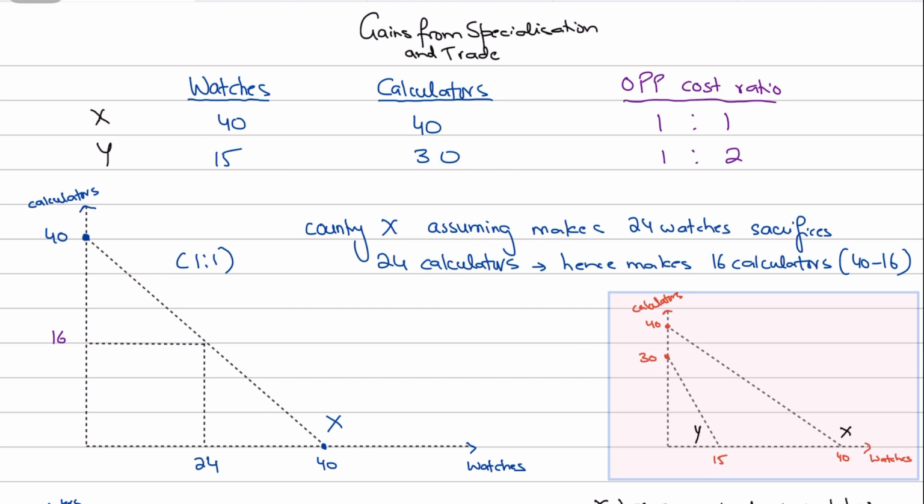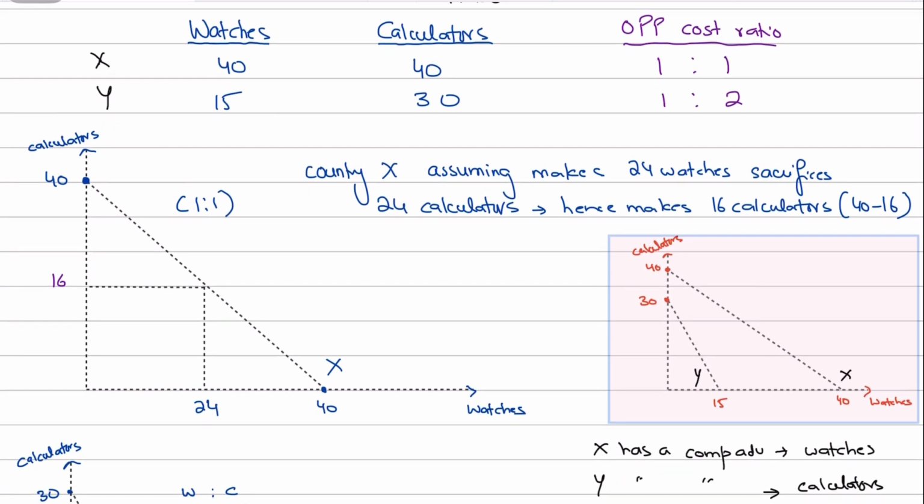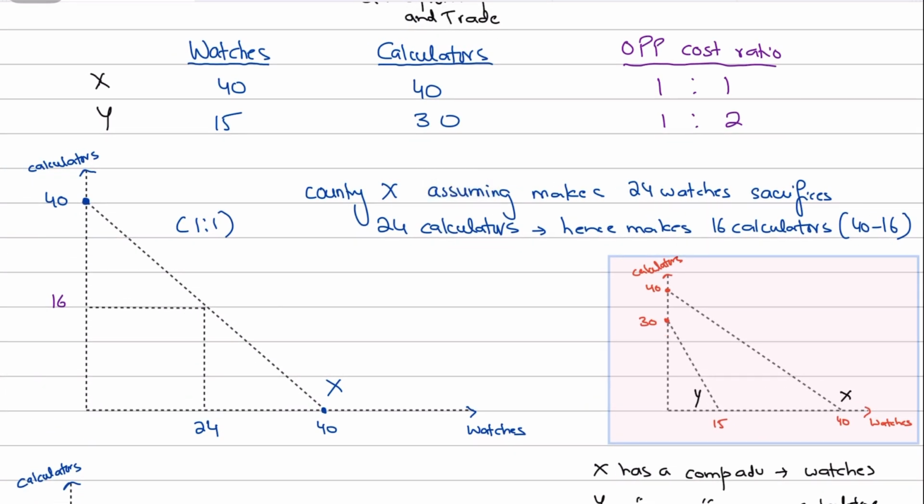That's the first step. Now what I've done is that I have drawn a PPF as well, to give you a graphical illustration of this. I've taken calculators and watches on the Y and the X axis respectively, and this is the PPF for country X, representing the maximum 40 calculators that could be made, and the maximum 40 watches that could be made. You need to understand that the slope of the PPF is representing the opportunity cost ratio, because this entire triangle is representing the slope, the change in the Y axis over the change in the X axis.